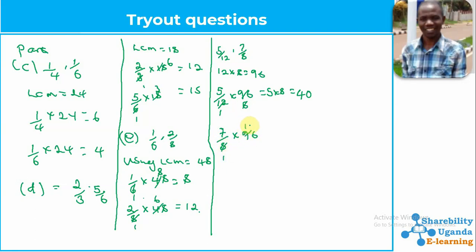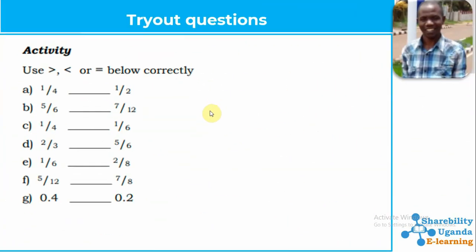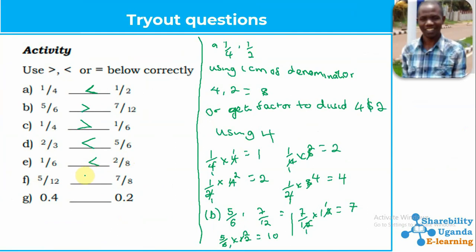By 8, 1, 12. So we shall say our 12 times our 7. So we got 7 times 12. Our answer here is going to be what? 84. So this simply means our 7 out of 8 is greater than 5 out of 12. We write it here. This is greater than that. So we are now remaining with our 0.04 and 0.2.